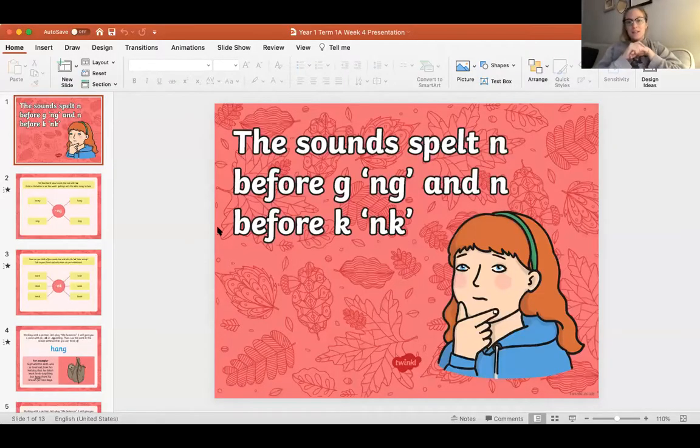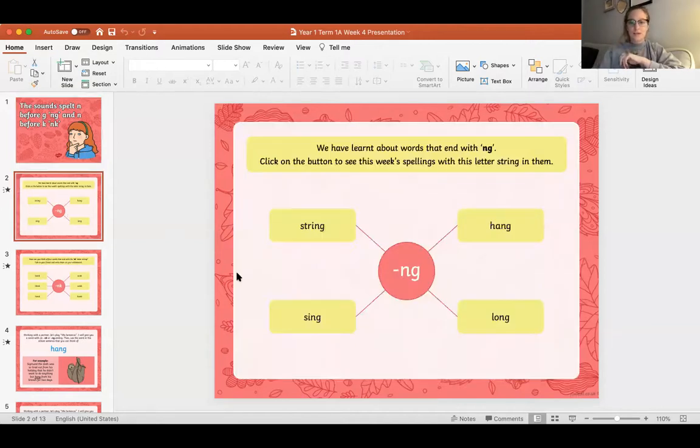Okay, so this week we're going to learn a new spelling rule, and we're going to learn the sounds spelled N before G, like ing, and N before K, like ink. So let's get a bit of practice with saying those sounds first of all. We've learned about words that end with NG. We know that's the ing sound, ing like ring.